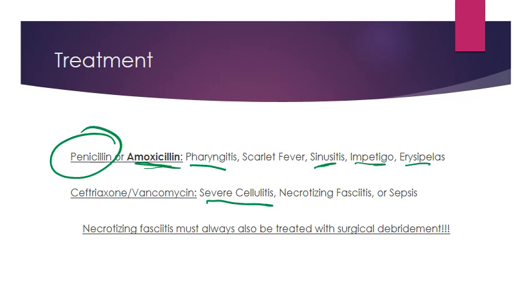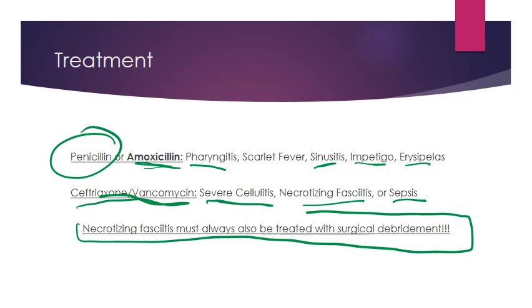If you have something really severe like a cellulitis or a necrotizing fasciitis or, God forbid, sepsis, ceftriaxone and vancomycin are some options. Don't forget that with necrotizing fasciitis, you must always treat with surgical debridement. You're literally cutting away the infected tissue, and it's a really important point for standard of care. So those are all of the diseases that are caused by group A streptococcus.